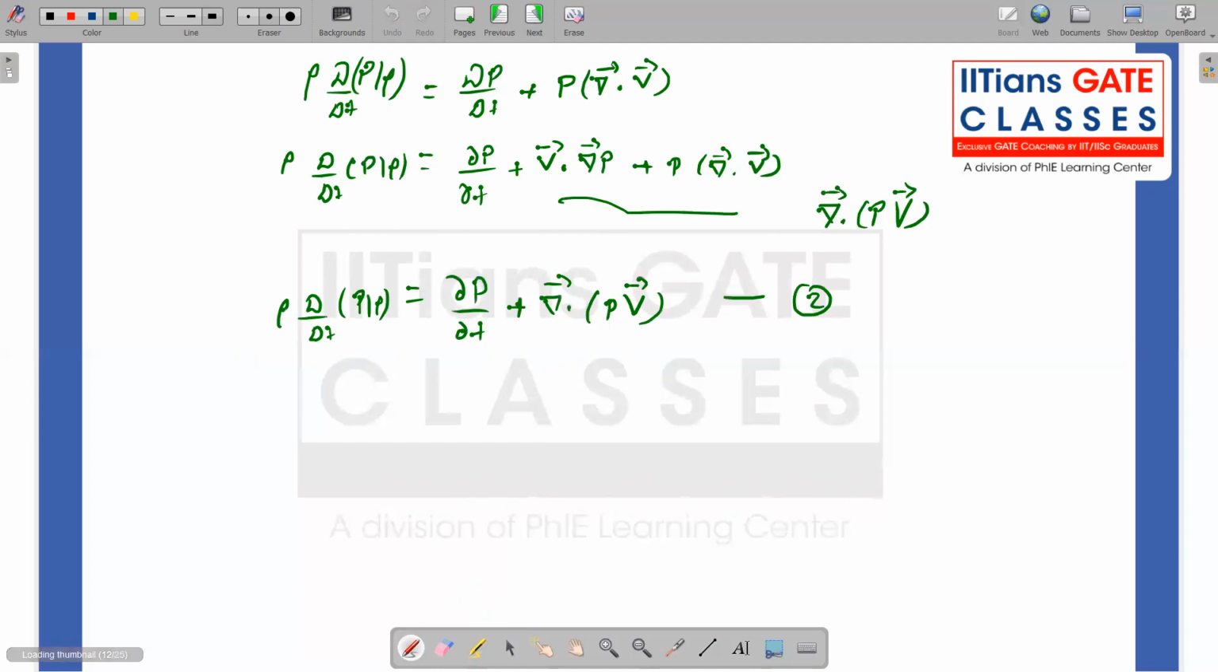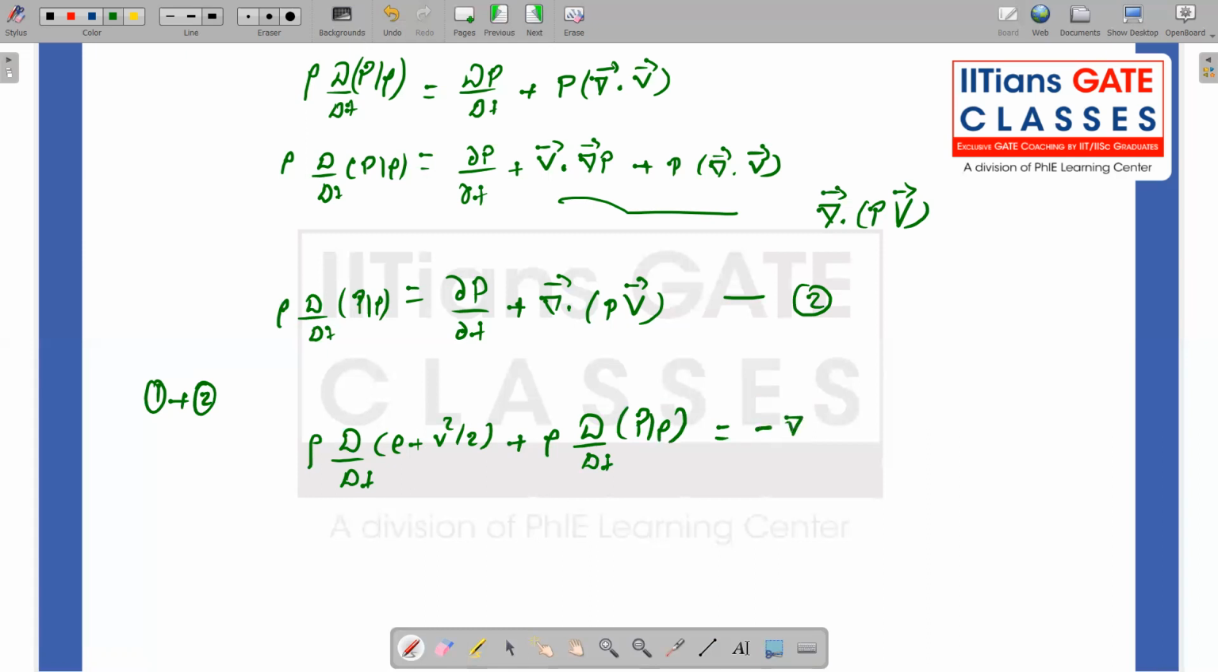If I add the energy equations 1 and 2 together, that is rho times d/dt of (E + V²/2) plus rho times d/dt of (P/rho), which is equal to minus divergence of the pressure field times the velocity vector plus ∂P/∂t, that is a temporal derivative, plus the divergence of the pressure field times the velocity vector.